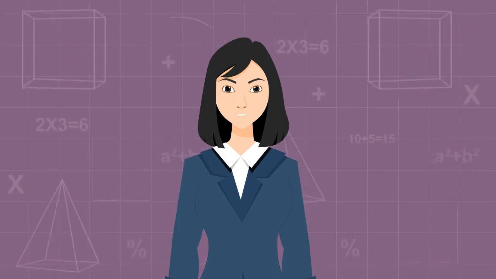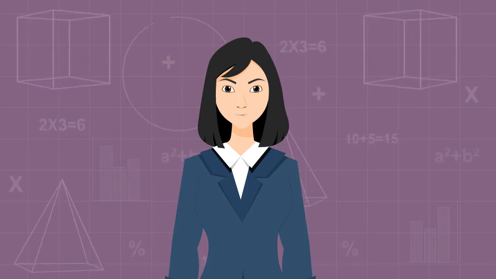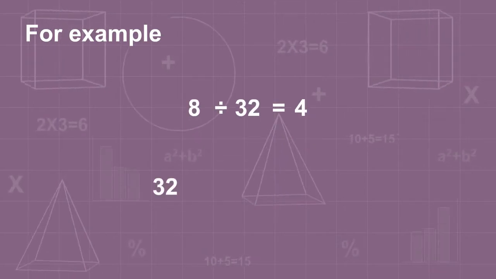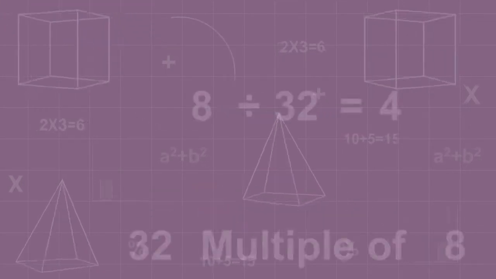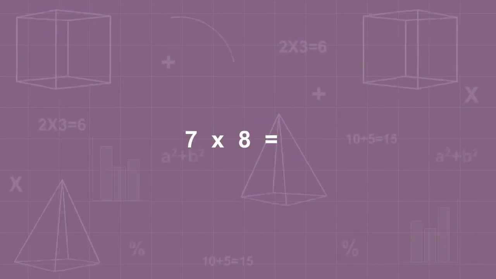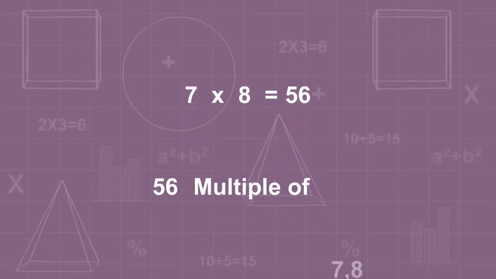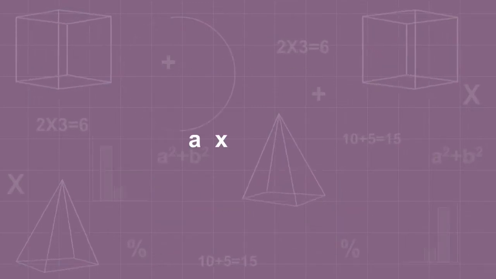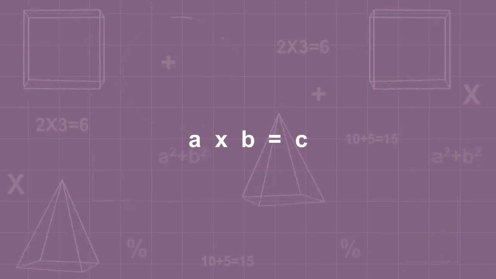When a number divides another number exactly, then the dividend is called a multiple of the divisor. For example, 8 divides 32 exactly. So 32 is a multiple of 8. As you know, that 7 into 8 is equal to 56. So 56 is a multiple of 7 and 8 both. The multiples of a number are found by taking the product of that number by any other number.